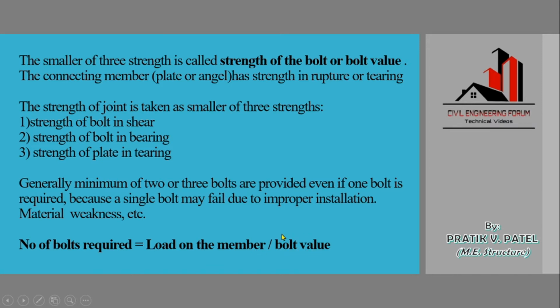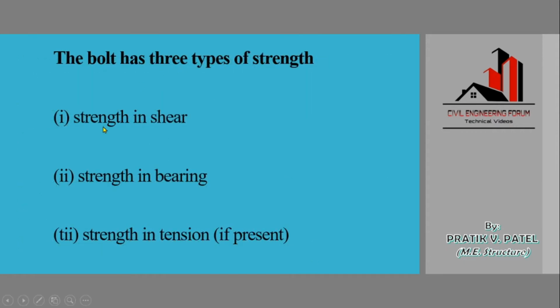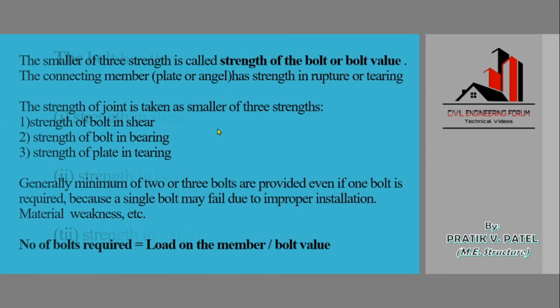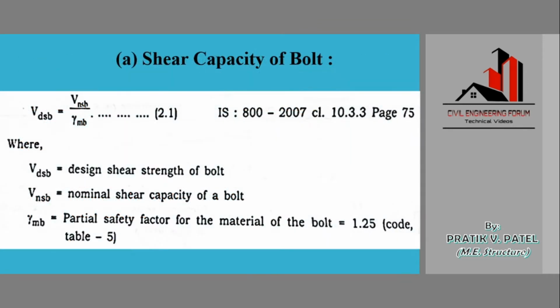But in order to find the bolt value, we have three different criteria which we saw, that is the minimum of these three: strength in shear, strength in bearing and strength in tension. So in this lecture we'll see how we can find out the strength in shear of any particular bolt. So we'll start with the shear capacity of the bolt.